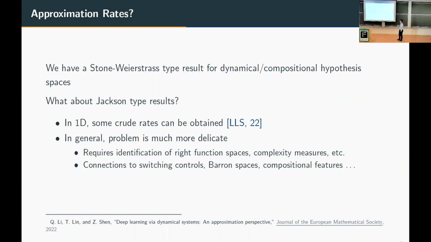So in 1D we have obtained some rates in this case, but in general, this problem is much more complex, and maybe you can hear other talks that talk about this as well in the coming days. So it really requires the identification of the right function spaces and the complexity measures, what functions are easy to approximate by these dynamical structures. And it has some connections with control theory, dynamic Banach spaces, and also compositional features that could be present in your network, in your target function.